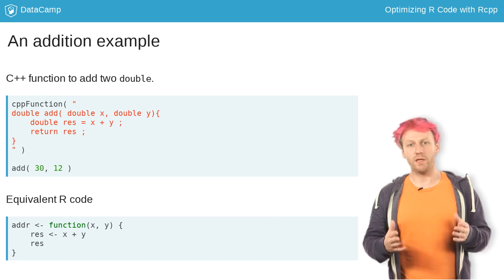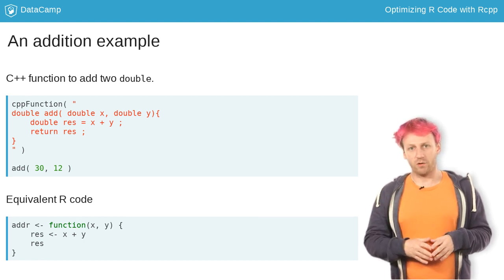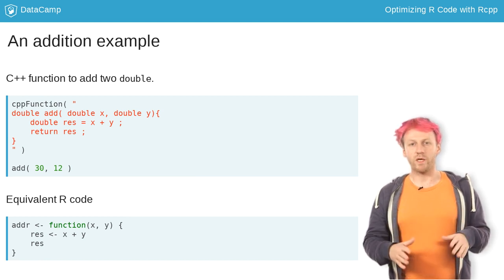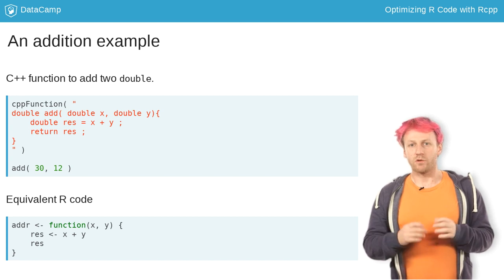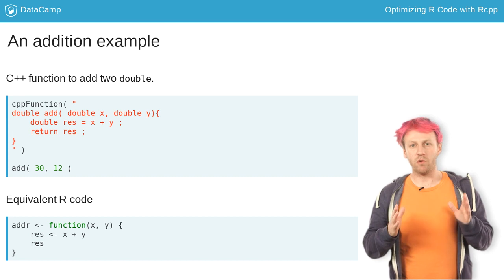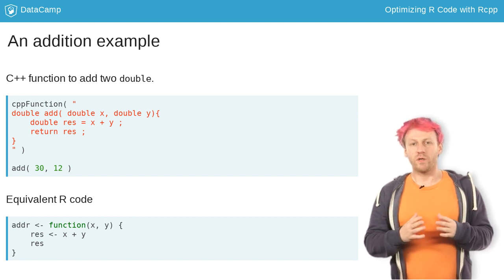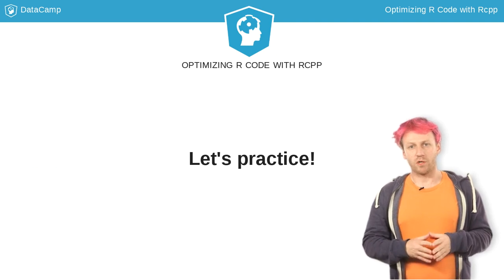A function body consists of a sequence of statements separated by semicolons. In this example, we create a local variable called res, which is also a double, to host the result of x plus y. That double is then returned by the return keyword. And now it's time to write your own C++ functions.